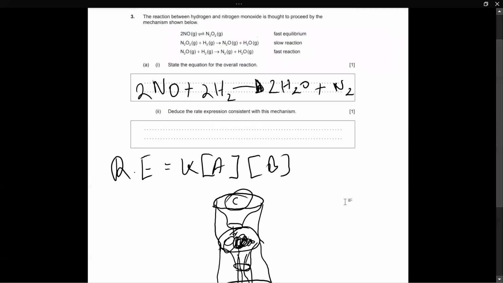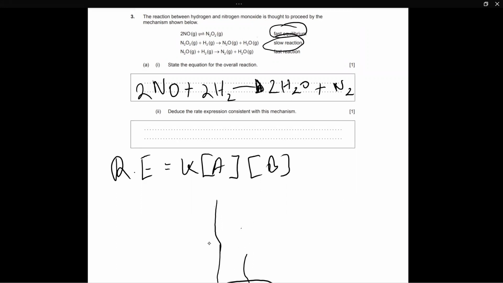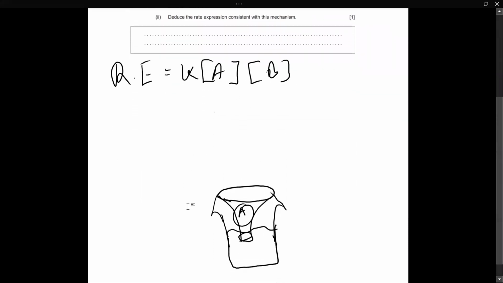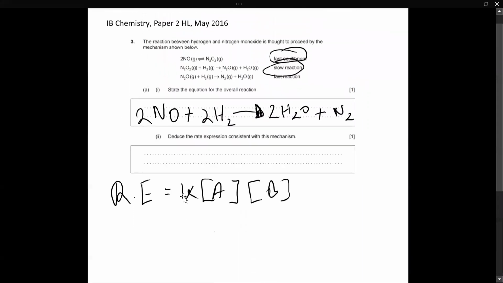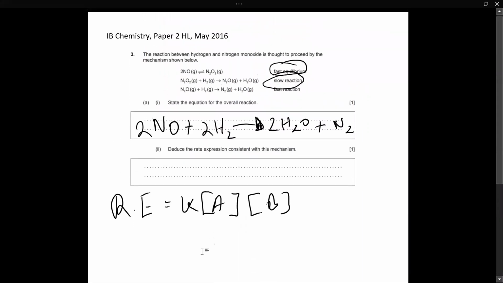So how is this relevant to this question, and how are we going to use the fast equilibrium and the slow reaction to determine the rate expression? Well, the very first thing you need to do is that you can't use two equations. You need to combine the fast equilibrium and the slow reaction to gain an overall reaction. You can't use two equations to create one rate expression. It doesn't work like that.